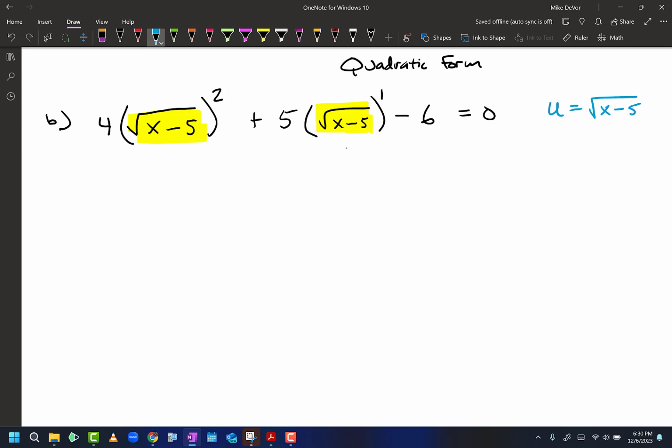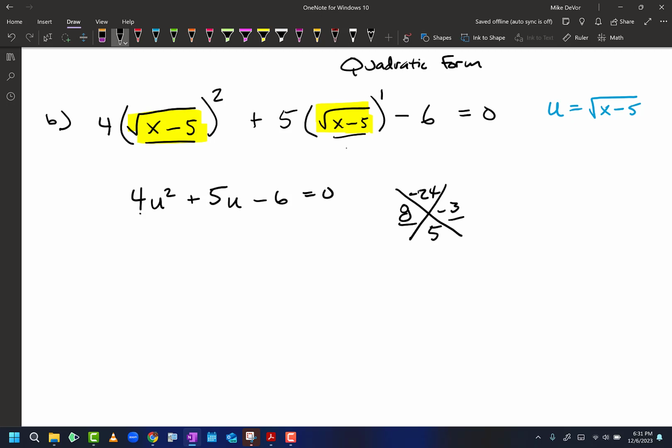Okay, and now I'm going to take this and substitute it in my equation. So in other words, instead of 4 times this thing squared, it's just going to be 4 times U squared, plus 5 times, again, it's just this thing, U, minus 6 equals 0. So at this point, again, we just have a quadratic equation. So again, you need to know how to do these, and I'm not going to spend a ton of time doing this. So -24, this is going to be 5, so that's going to be 8 and -3.